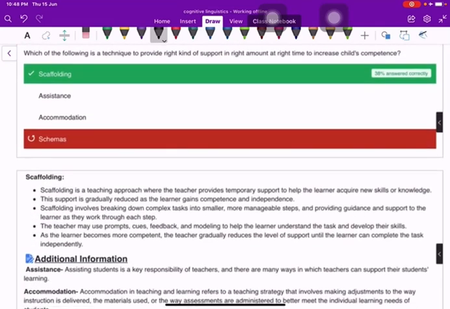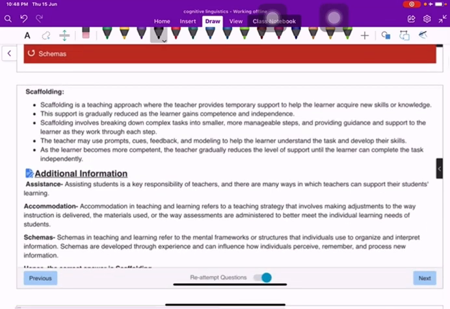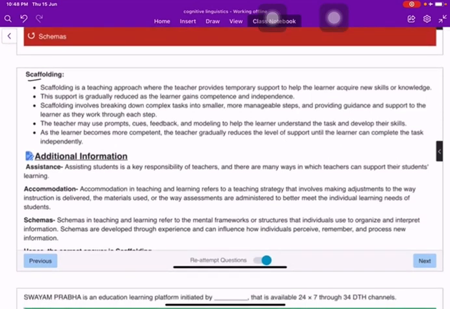Now, which of the following is a technique to provide right kind of support in right amount at the right time to increase child's competence? Scaffolding. Scaffolding, a teacher's approach where the teacher provides temporary support to help the learner acquire new skills or knowledge.